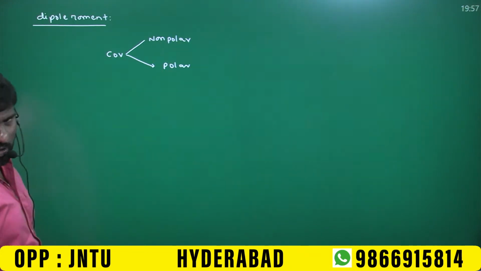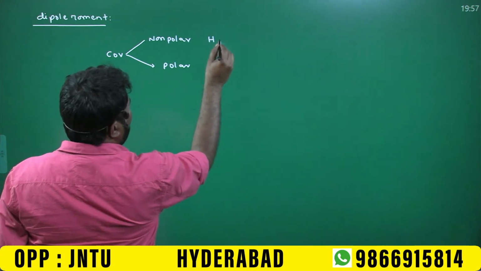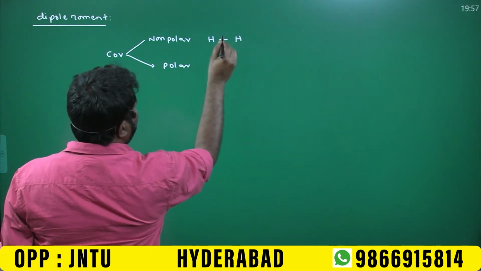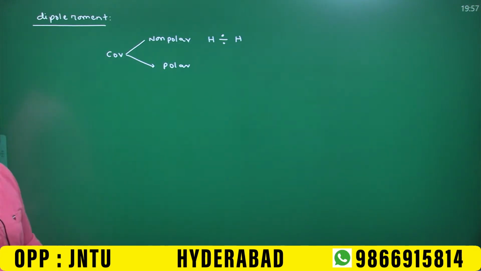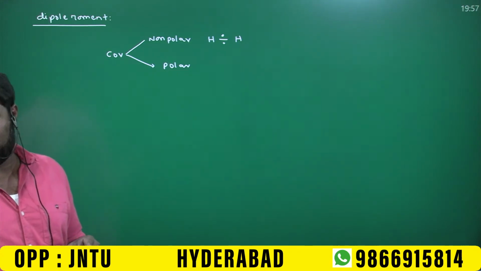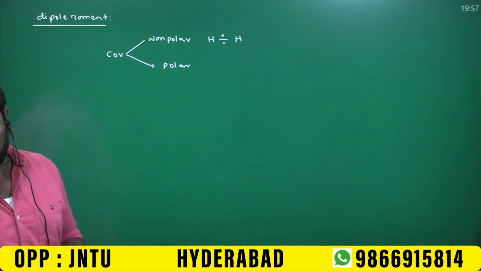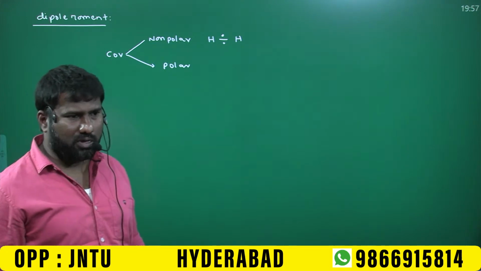Non-polar covalent bond means the electronegativity difference is very small or zero. In such a case the bond pair is present exactly between the two atoms, exactly half of the bond length, that is, exactly at the center of the internuclear axis.